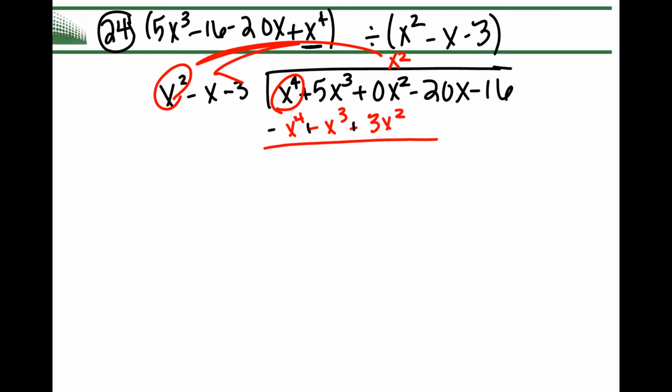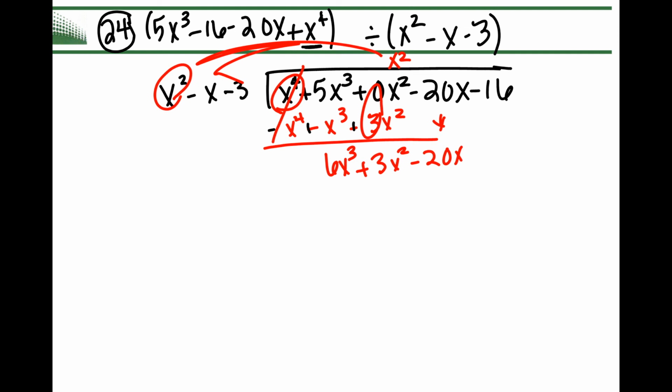Now your first term is always going to cancel because you're picking it to cancel. If it doesn't cancel, you picked the wrong number. x to the 4th minus x to the 4th cancels. 5, that's a plus 1. So 5 plus 1 would give me 6x cubed, plus 0 and 3, that's a 3x squared. And then bring down the next term, negative 20x.